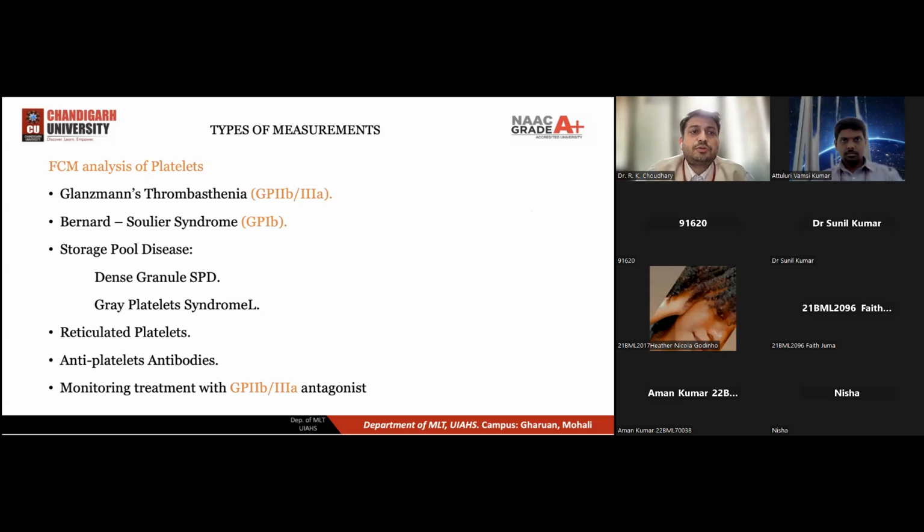Others also use the flow cytometer for platelets. You can use it for Glanzmann thrombasthenia, Bernard-Soulier disease, storage pool disease, reticulated platelets, antiplatelet antibodies, and to monitor treatment of thrombocytopenia or thrombasthenia. So for this purpose, we can use flow cytometry.